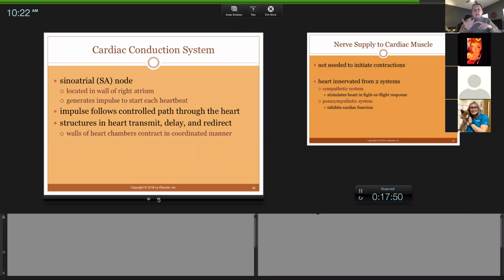Now, it generates an impulse. It fires. It's like an electrical system. When the SA node fires, that impulse follows a path. We go over that when we do cardiac. It follows this path, and all of the muscle cells will follow. This is how all of the chambers are going to contract in a coordinated manner. It has to be coordinated or the heart doesn't work.